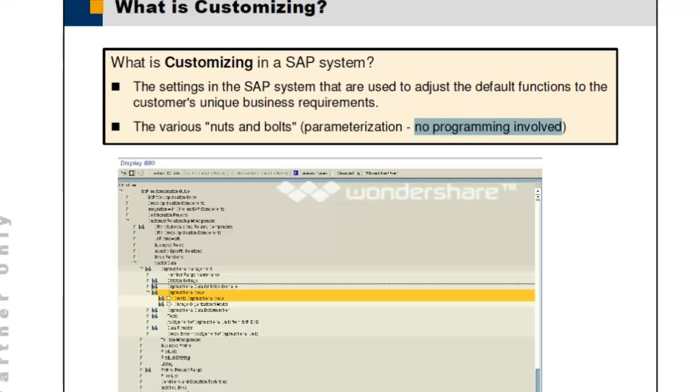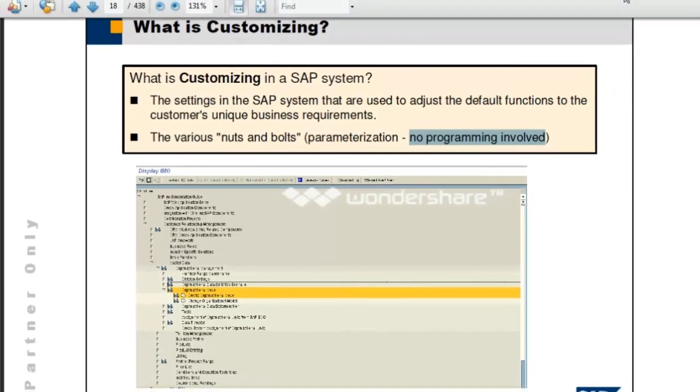We generally have the non-programming mechanism, the nuts and bolts of SAP CRM, and the settings in the SAP system that are used to adjust the default functions. That is how you have to understand how the SAP mechanism works and how the customization works. Your part is mainly to customize. But as I said, it is 80-20. 80% is default, and your basic functional skill till today will come in handy when it comes to SAP CRM customization.